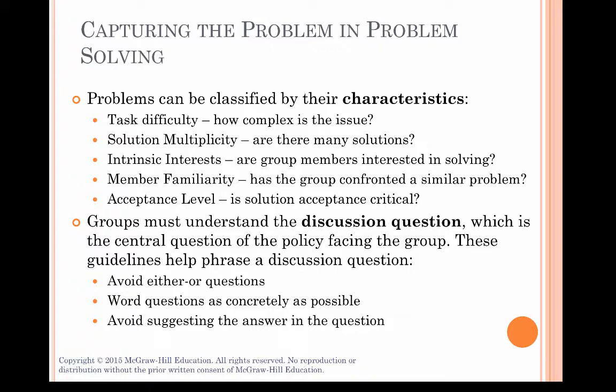Task difficulty. How complex is this problem? Is it so complex that there may be no clear solution? Or is it fairly simple and straightforward? For your topic, it's probably going to be somewhere in between.